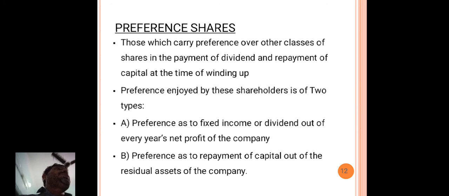The equity shares are called ordinary shares. In the case of preference shareholders, preference is given to them, and the dividend is fixed every year. The fixed rate of dividend is paid to the preference shareholder out of the net profits of the company.